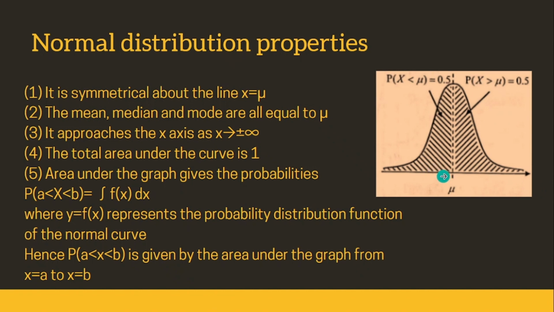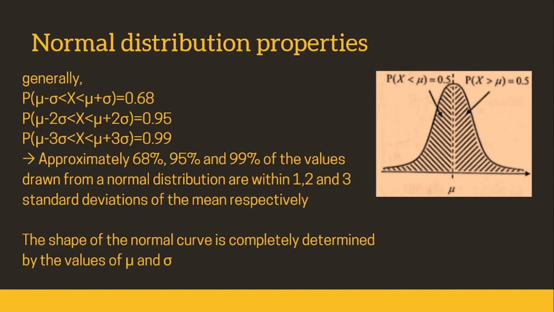And so if we want to find the area under the graph, it gives the probability that a is less than or equal to x, less than or equal to b, which equals the area under the curve, where y equals f(x) represents the probability density function of the normal curve. So the probability that a is less than x, where x is less than b, is given by the area under the graph from x equals a to x equals b.